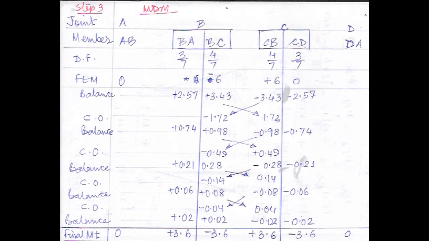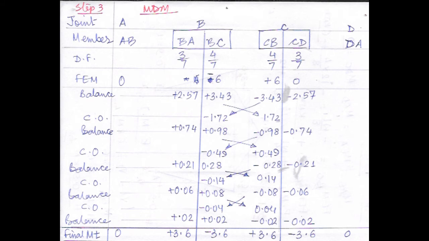Now remember one thing, we are using the word balance. Balance means what? Minus 6 is the fixed end moment. So if we have to balance that minus moment, we have to give both these values as positive, because minus 6 can be balanced only by positive 6, plus 6, and plus 6 how we will give? With the ratio of 3/7 and 4/7.